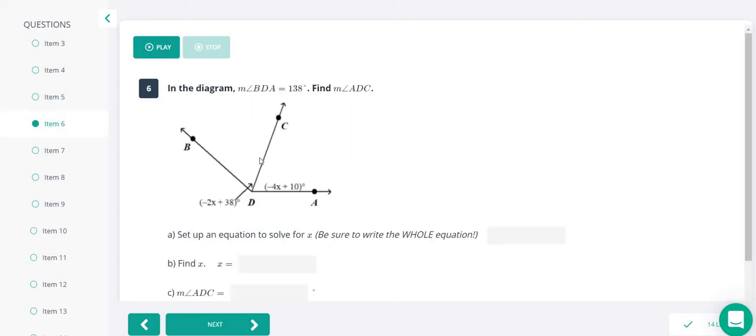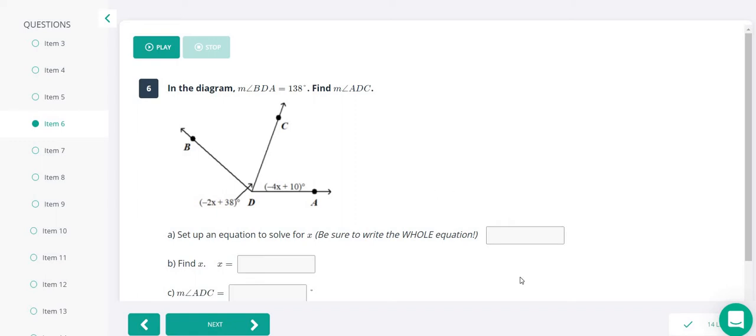All right, so similar problem here, but now we're looking at these two angles. It says BDA, so the whole big angle is 138, and they want us to find ADC. So they want us to find this one. So if the whole thing equals 138, that means this, negative 2x plus 38, plus this one here, negative 4x plus 10, equals 138. So that's going to be our equation. To find the whole, we need to just add the two parts together.